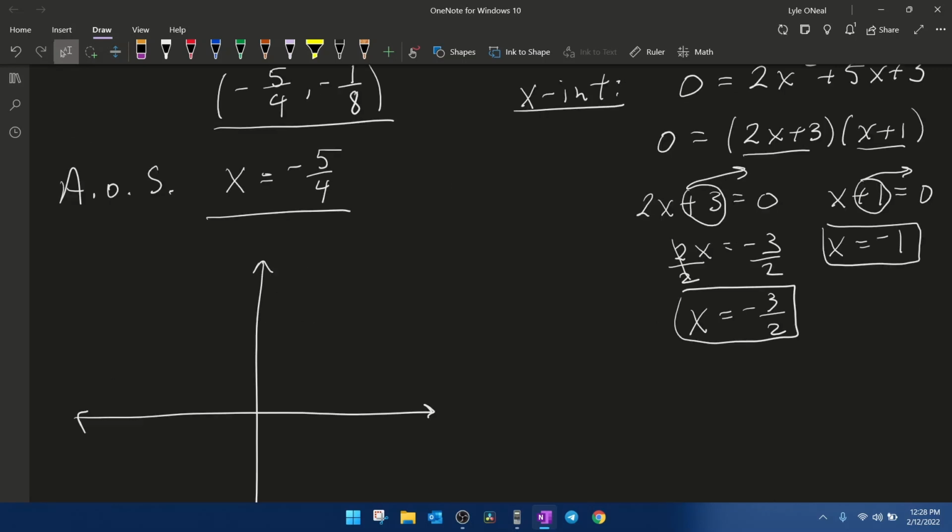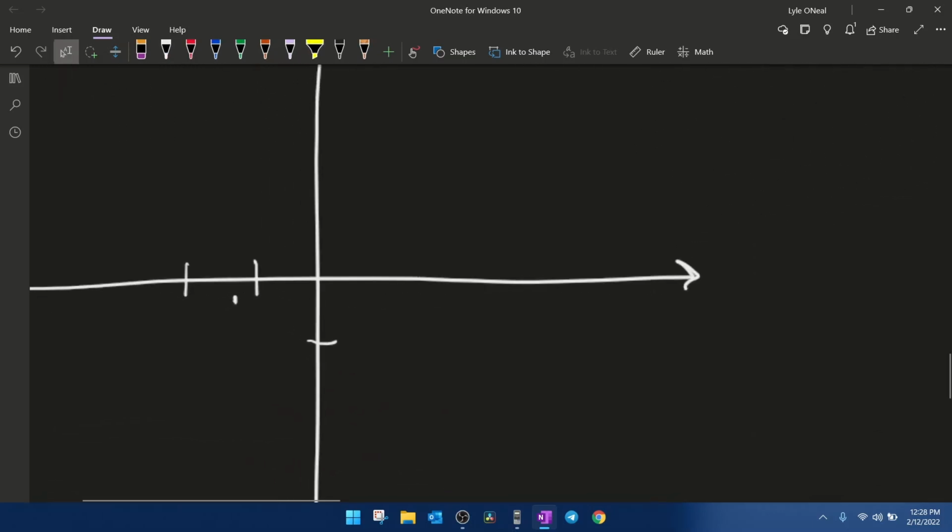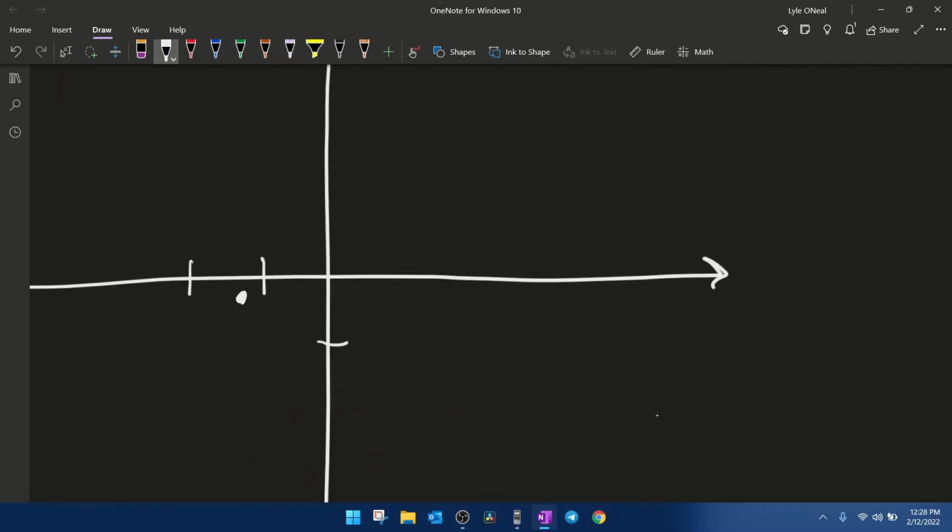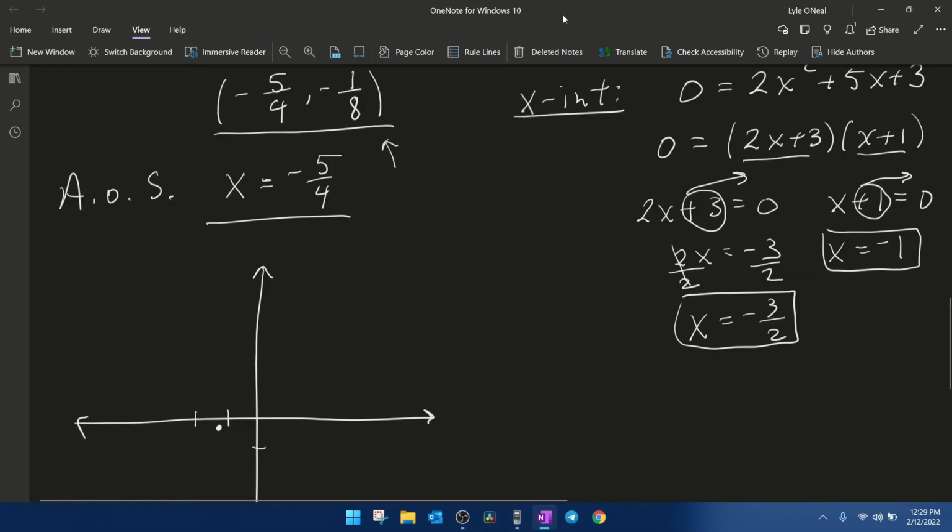Okay, so to the coordinate system, the first thing we're going to plot is the vertex. We're going to have to estimate. -5/4 is a little bit less than -1, and -1/8 is barely below the x-axis. So that's going to give us a point. If I could zoom in on that, that's going to be somewhere about here. So there's our vertex, -5/4, -1/8.